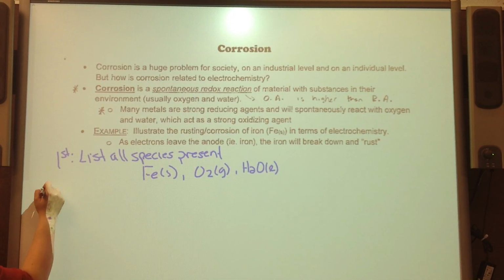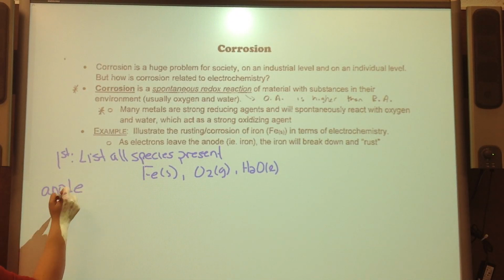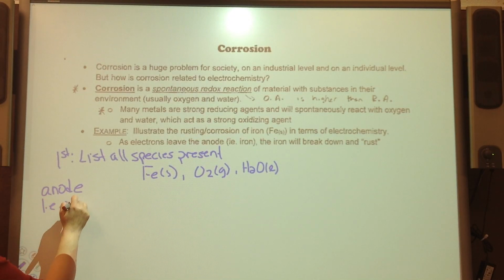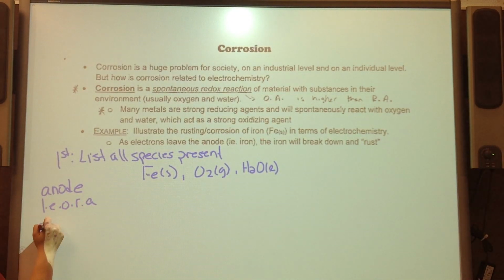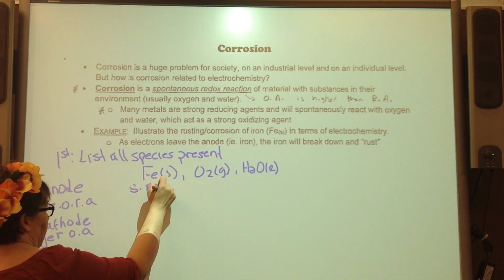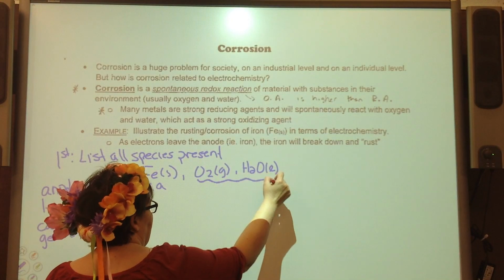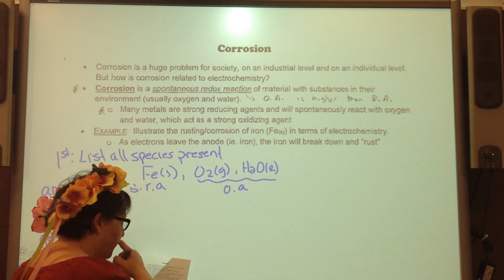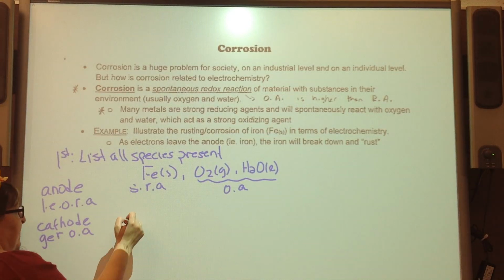We know that at the anode we have which, oxidation or reduction? Oxidation. So loss of electrons is our reducing agent. Our cathode is our gain of electrons, which is our oxidizing agent. So if the electrons are leaving the anode, the iron will break down and rust. That means that this is going to be our strong reducing agent, and these two components here are going to be our oxidizing agents. So let's look at the oxidation reaction.